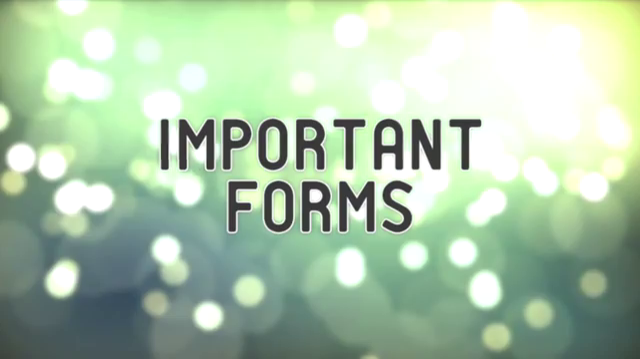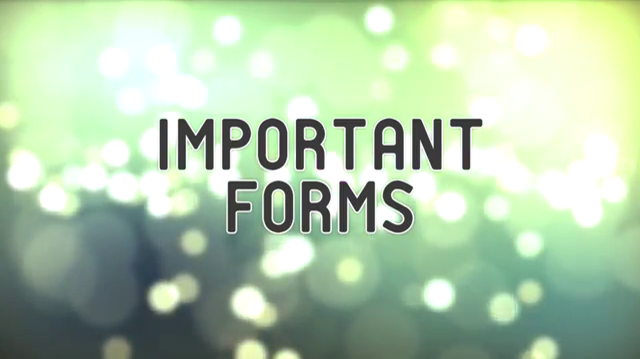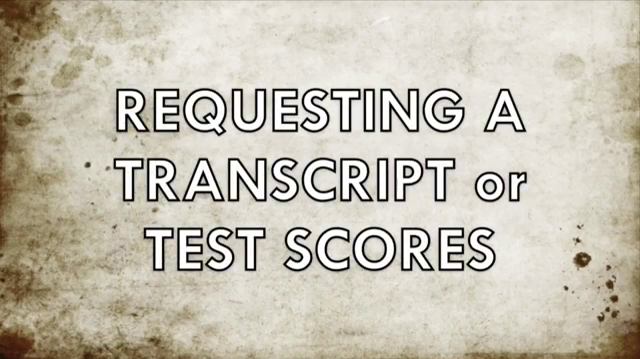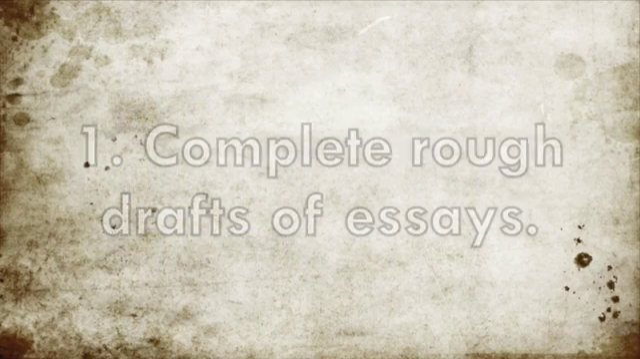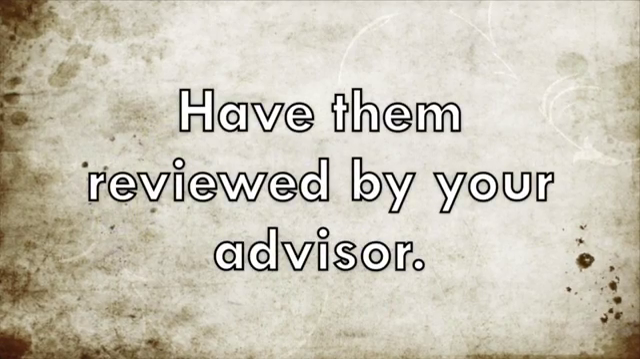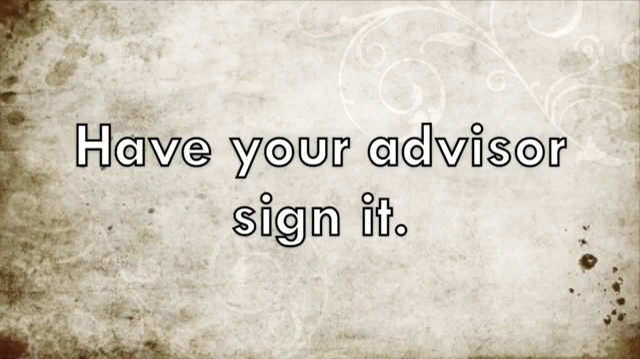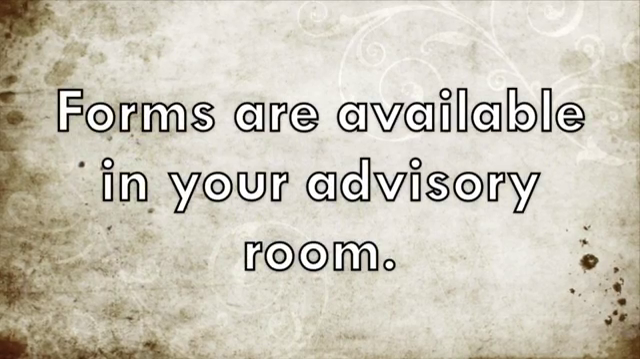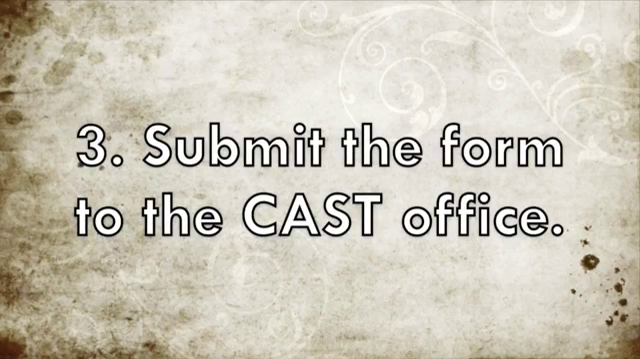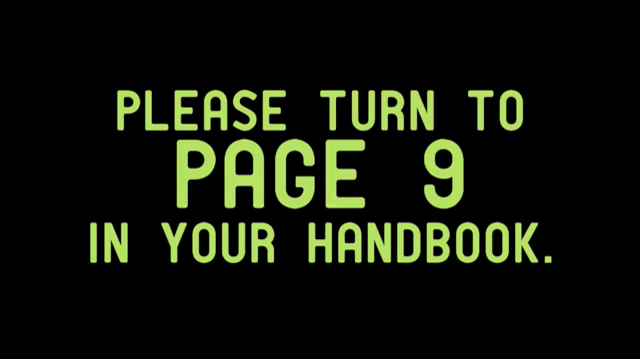There are a few things that you will need to ask the CAST, the college and alumni support team, or a teacher to prepare for your application. If you need a transcript or test scores, complete the rough drafts for any essays and have them reviewed by your advisor. Fill out the transcript or test scores request form and have your advisor sign it. Forms can be picked up in your advisory room. Submit the form to the CAST office, room 223, at least 1 week before your personal deadline. An example is on page 9 of your handbook.